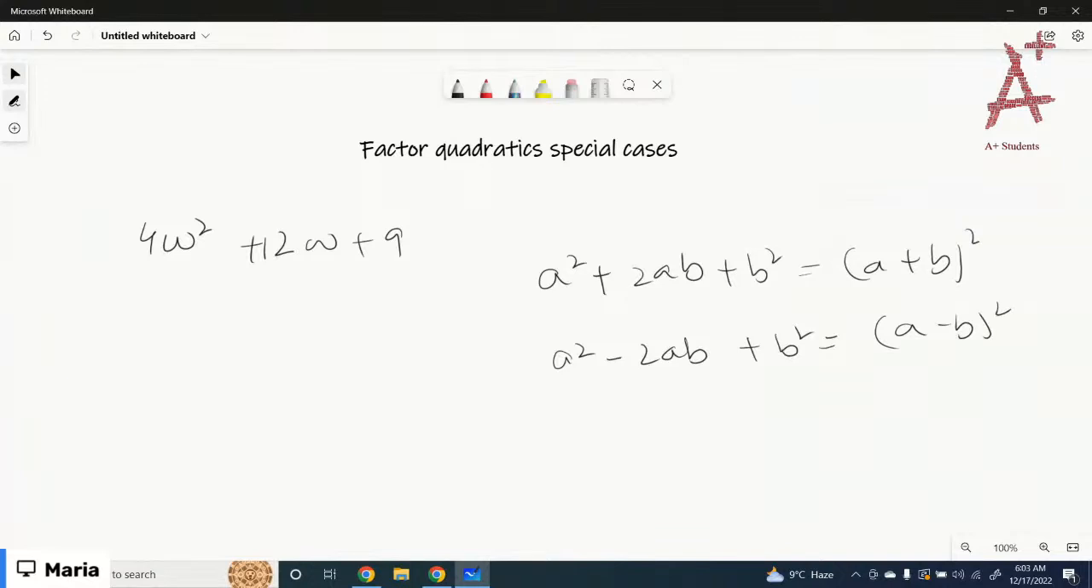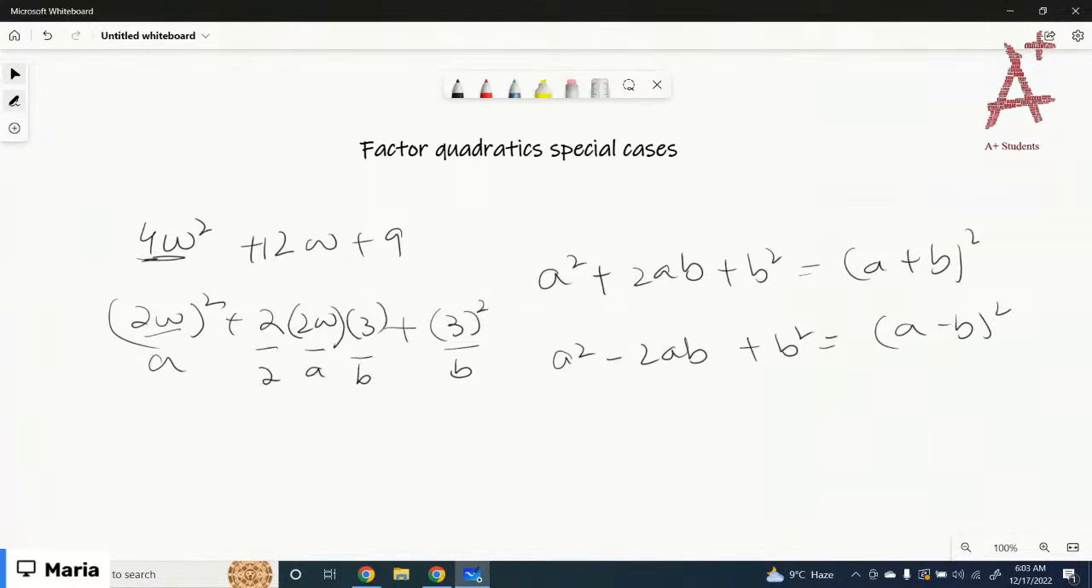Let's just understand the question. 4w square is the square of 2w. Got it? And here you have 9. 9 is the square of 3. And here you have 2 times 2w, that would be a, and b is 3. It would be 2ab, and when you multiply them, 3 times 2 is 6, and 6 times 2 is 12. Got it?